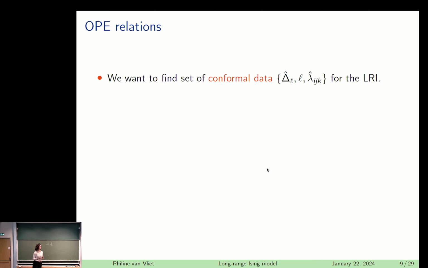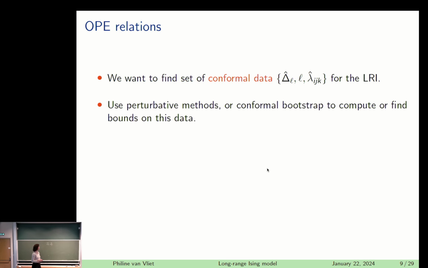So now the goal is to find a set of conformal data, or as much of this set as possible, for the long-range Ising model. This consists of the conformal dimensions of operators, their spins, and the OPE coefficients of their 3-point functions. And we can either use perturbative methods or the conformal bootstrap to compute or find bounds on this data.